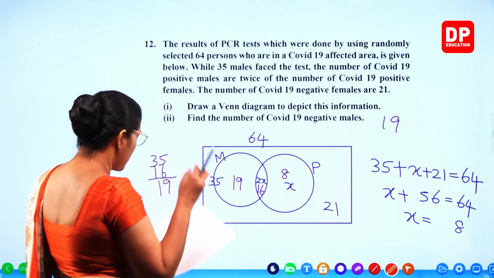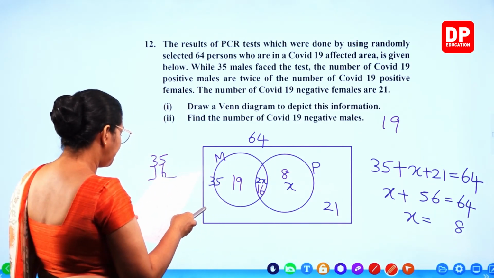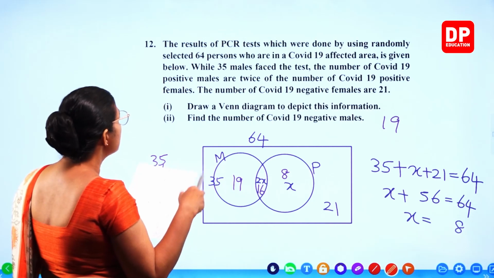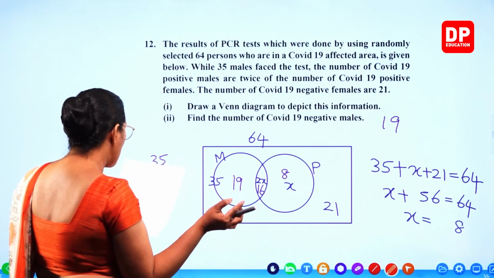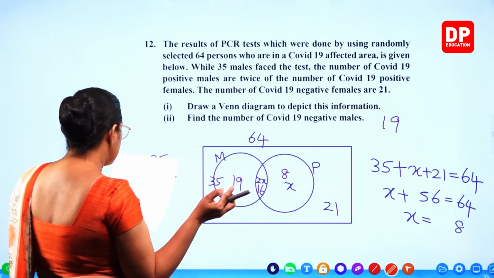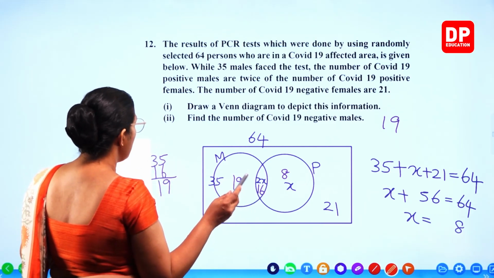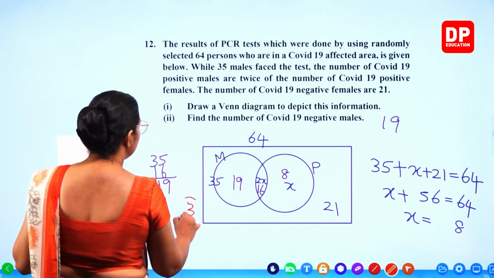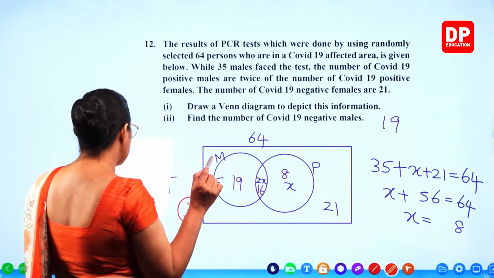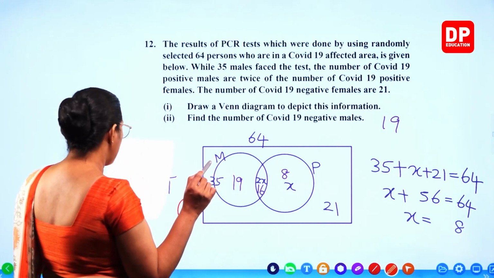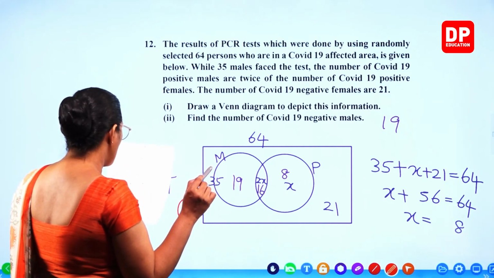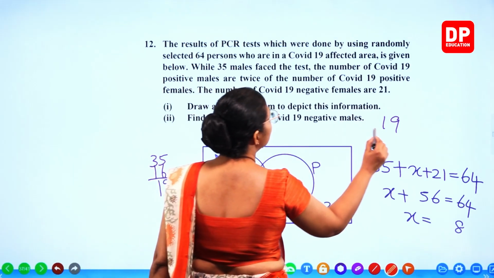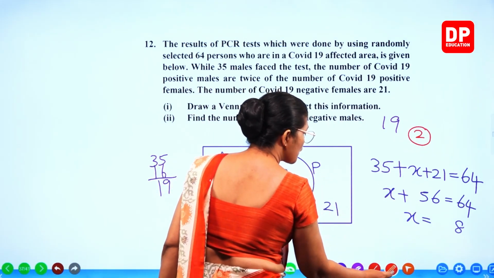Let's see how many marks for each part. So by drawing the Venn diagram and showing all the values, you are getting 3 marks. And then finding the answer for the second part, you are getting 2 marks. So 5 marks for that.